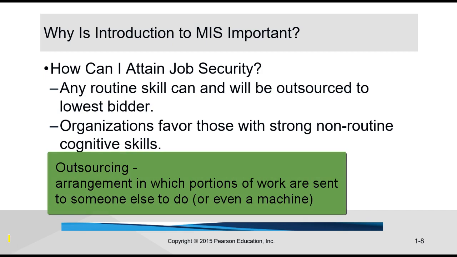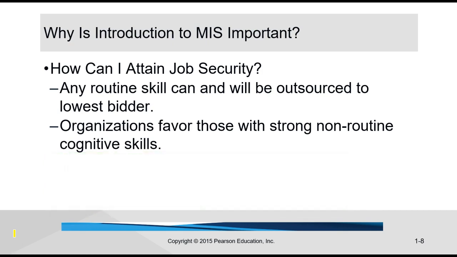Although there's been quite significant job growth in the tech industry, there's also been a phenomenon of outsourcing, and this actually is a threat to job security. Outsourcing is an arrangement in which portions of work are sent to someone else to do, or possibly even a machine. Outsourcing work to a machine is known as automation. Any routine skill can and will be outsourced to the lowest bidder. Therefore, it makes sense in terms of job security to develop strong, non-routine cognitive skills, that is, skills that can't be outsourced.